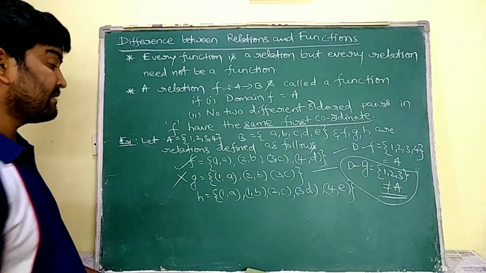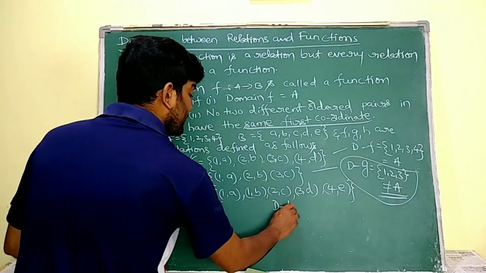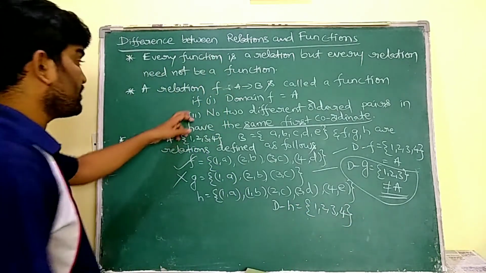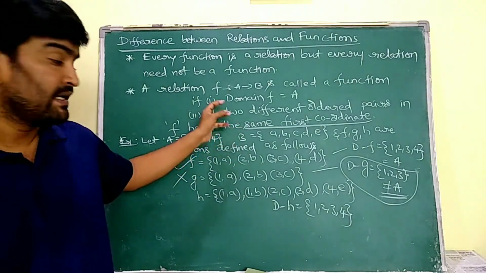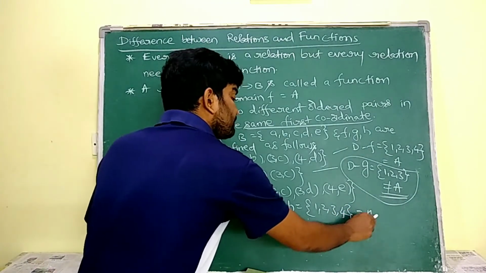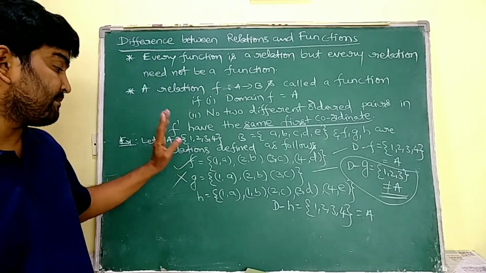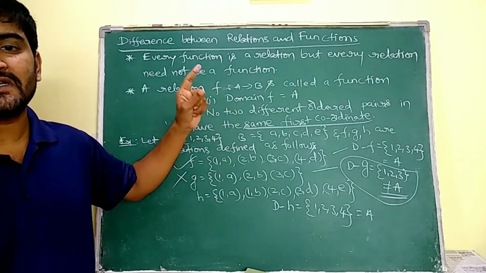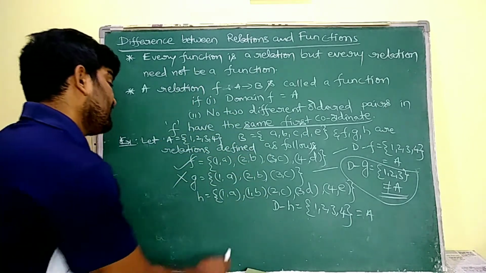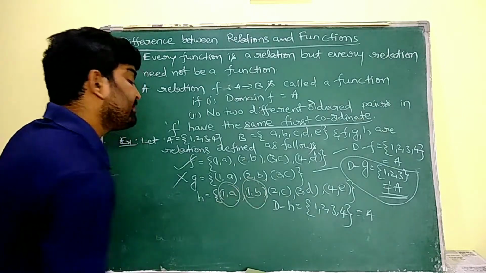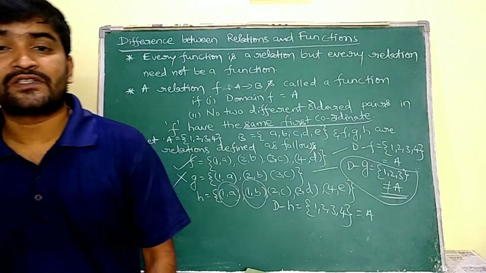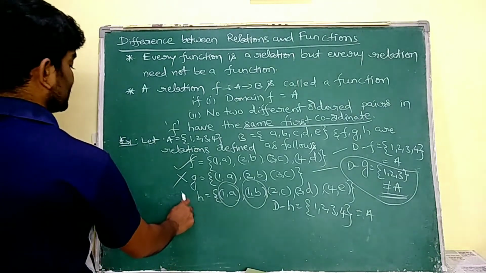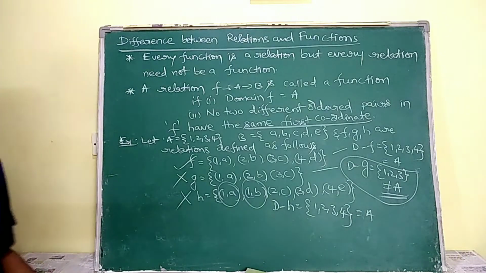Coming to h. See ma, here write the domain of h. Domain of h is equal to {1, 2, 3, 4}. Yes, the first rule is satisfied. Here the domain of h is equal to the domain A, that means set A. The second rule is that no two different ordered pairs are going to have the same first coordinate. But here see ma, (1,a) and (1,b) are two ordered pairs with the same first coordinate 1. Because of that, h fails to satisfy the second condition. So h is not a function.